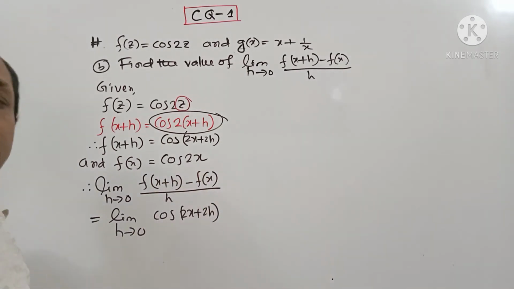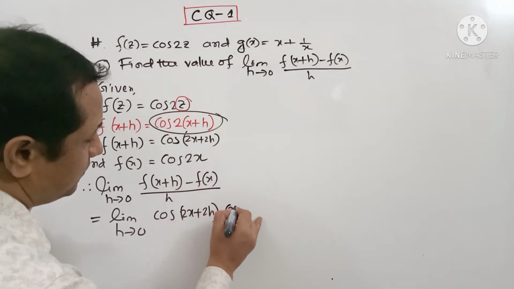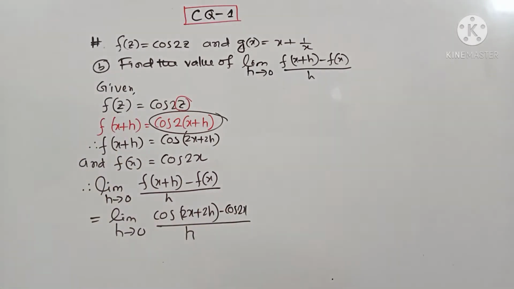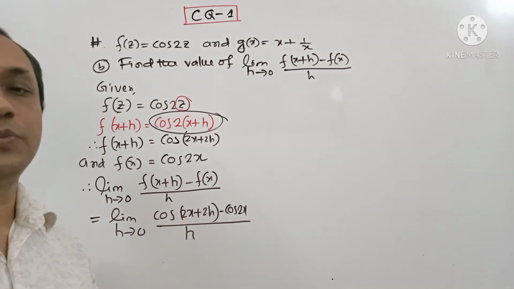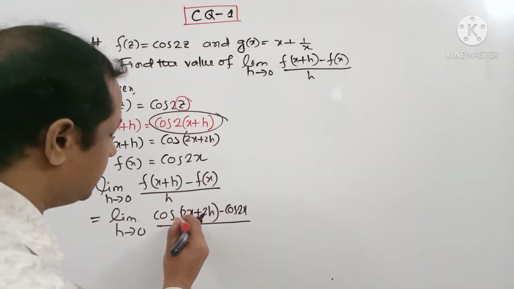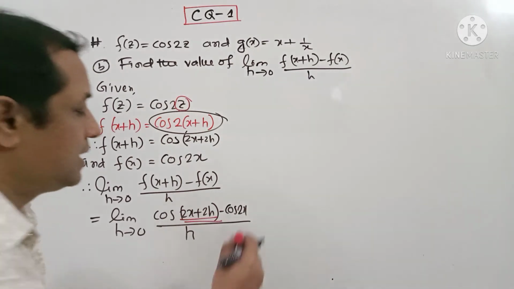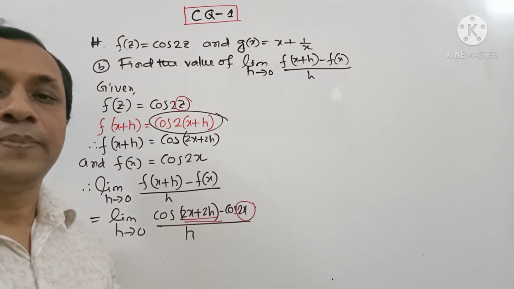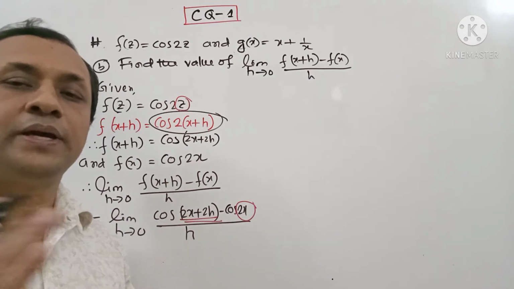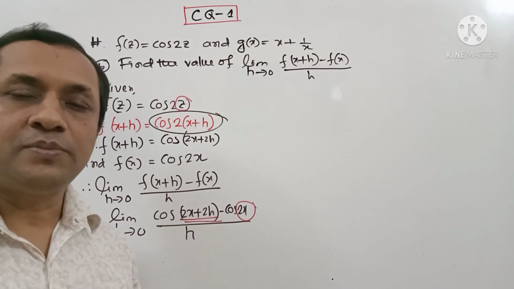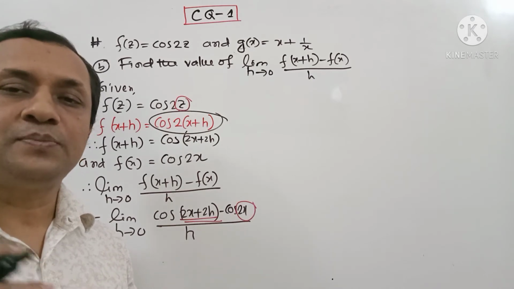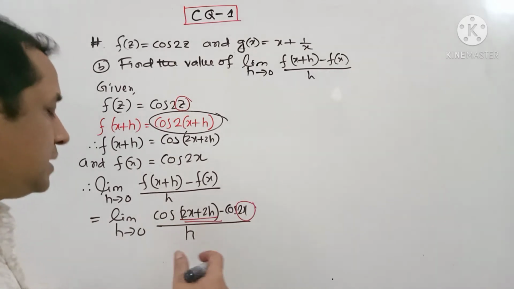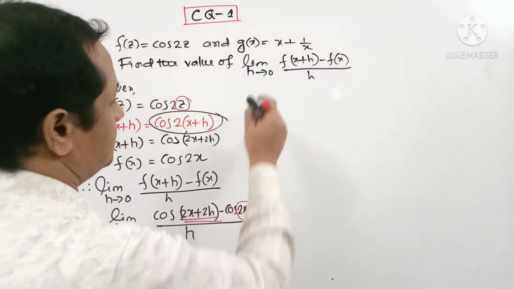And putting the value of f of x equals cos 2x, then the denominator is h. Now student, using the formula cos c minus cos d, here c is 2x plus h and d is 2x. You have learned, student, the trigonometric formula cos c minus cos d. We know that cos c minus cos d equals 2 sin((c plus d)/2) into sin((d minus c)/2).